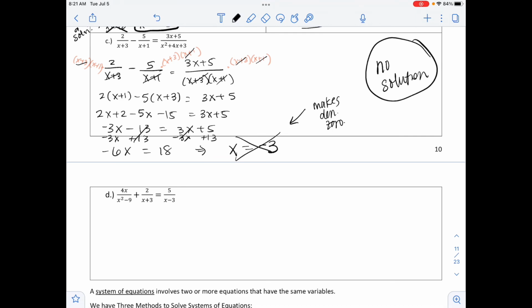So we have another one on the next page that I'm going to go ahead and circle, and we'll look at this one together in class.